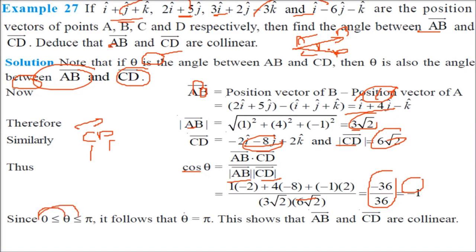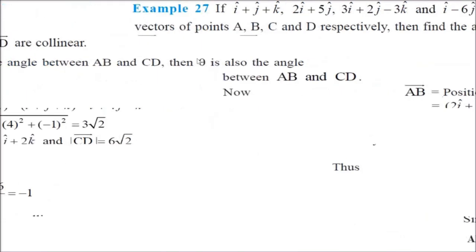Now theta lies between 0 and 180 degrees. So theta will be equal to pi, because cos theta is negative 1. That is, theta is equal to pi. So this means that AB and CD are collinear. We have deduced from the angle that they are collinear, that is, lying on the same line.